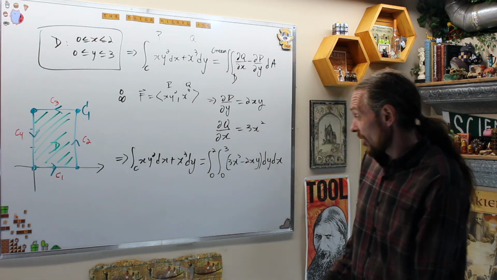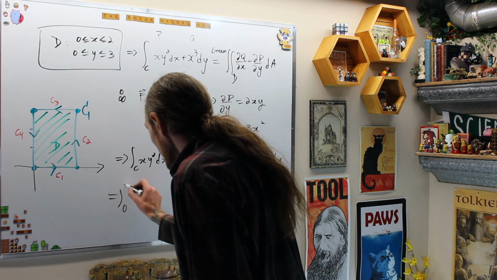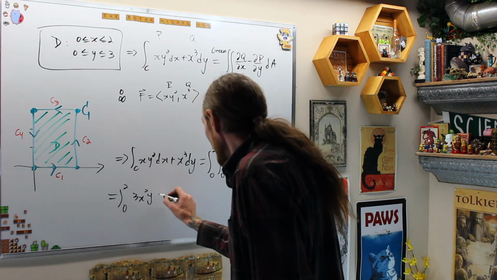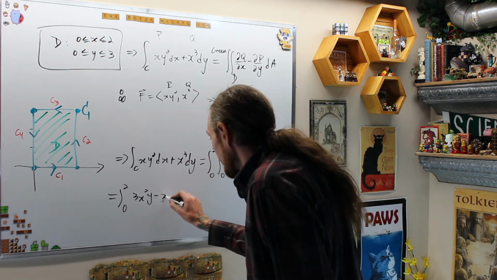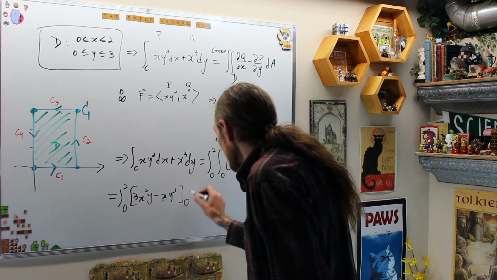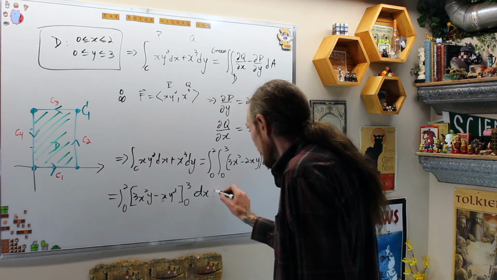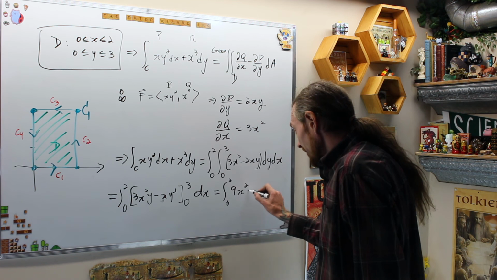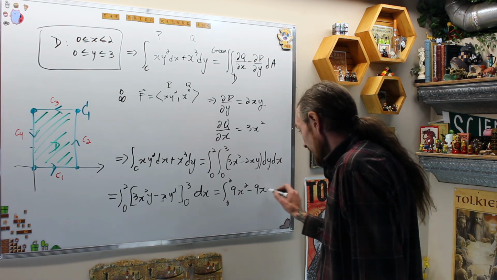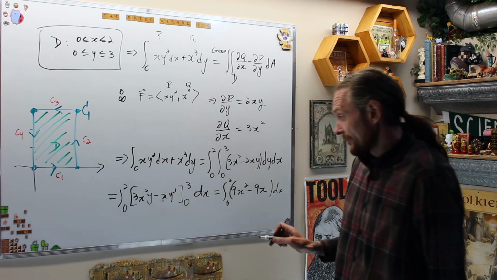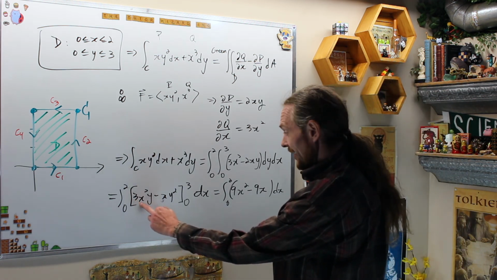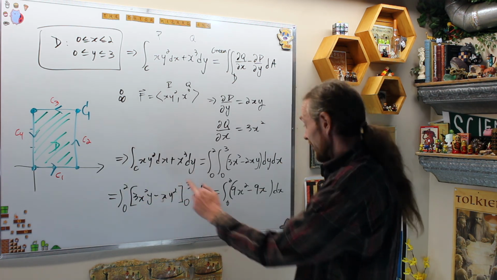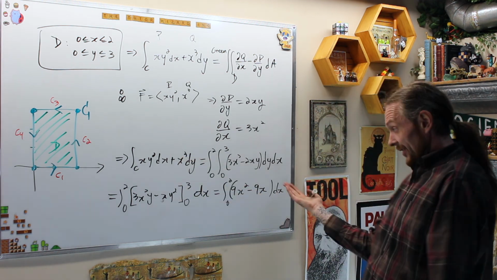I could do this in any order that I want. This becomes, holding x constant, the integral from 0 to 2 of, I'm going to integrate y, that's going to give me 3x squared y minus xy squared evaluated from 0 to 3 dx, which gives me the integral from 0 to 2 of 9x squared minus 9x dx. Again, I have 3x squared, and I put a 3 in there, 3 times 3 is 9, and then minus x, and then 3 squared, which is also a 9, and then I get 0. So I'll clean that up.